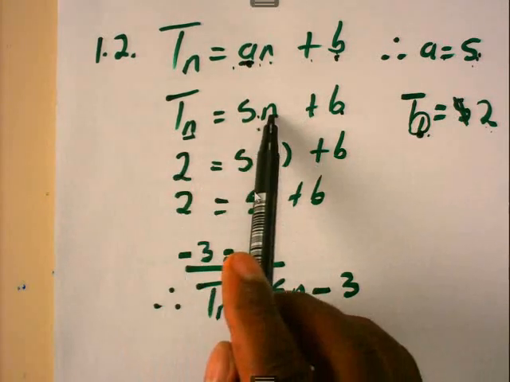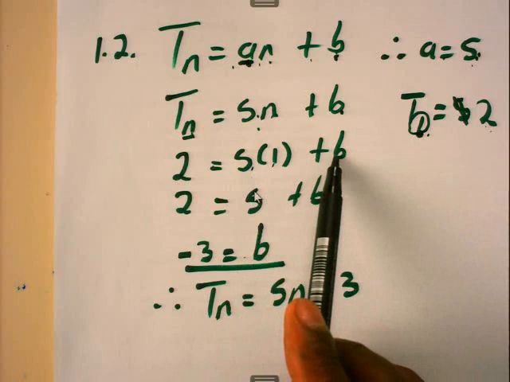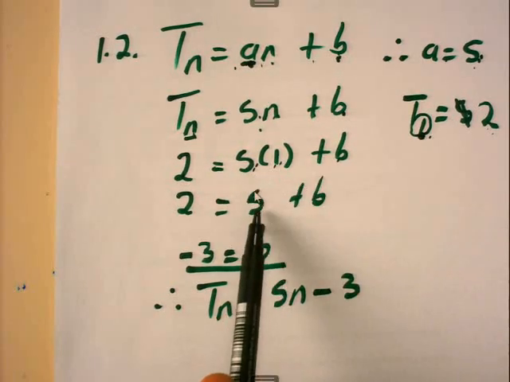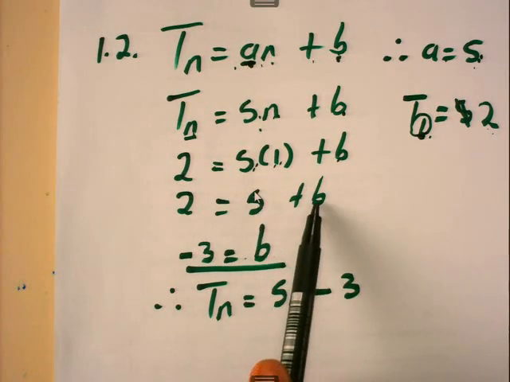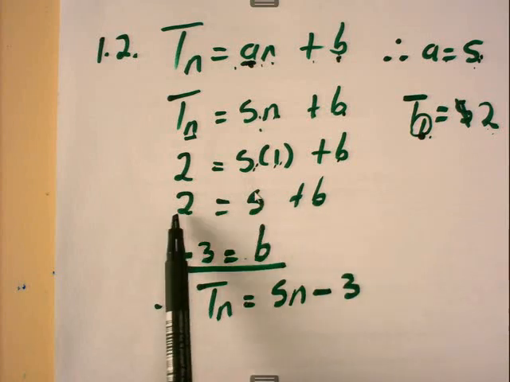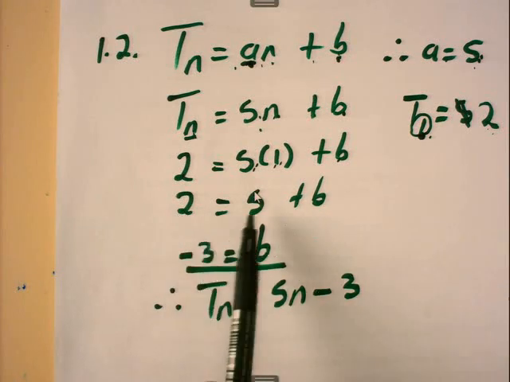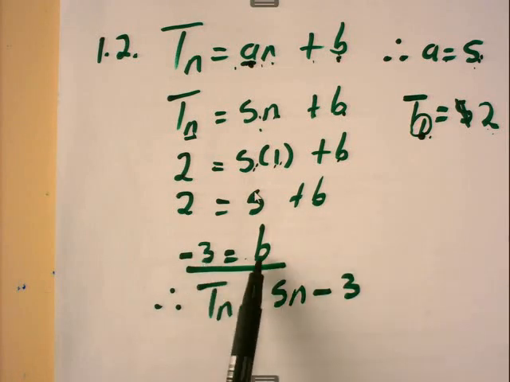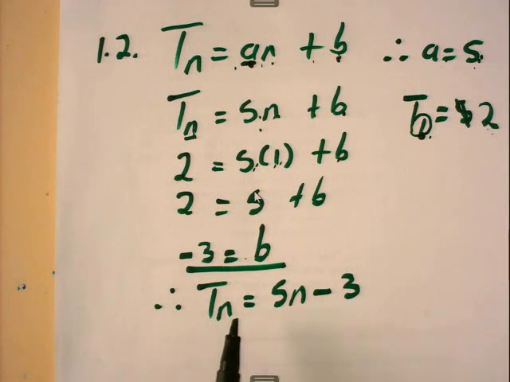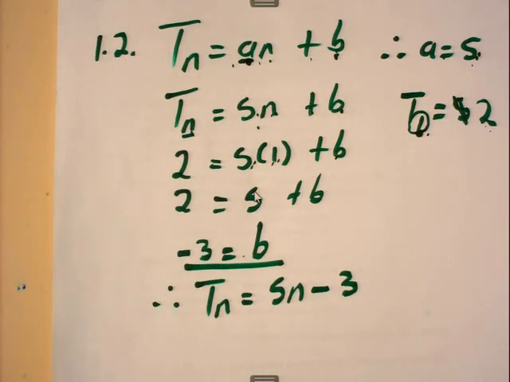2, 5 into 1 plus b. 5 multiplied by 1 gives us 5. Then we transpose 5 to the left. We get 2 minus 5, which gives negative 3. On the right hand side, you're only left with b, meaning that the value of b is equal to negative 3. Therefore, the nth term will be equal to 5n minus 3. I hope you are happy with that solution. That is our nth term.